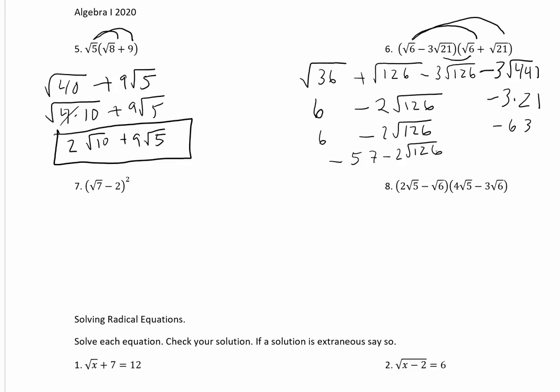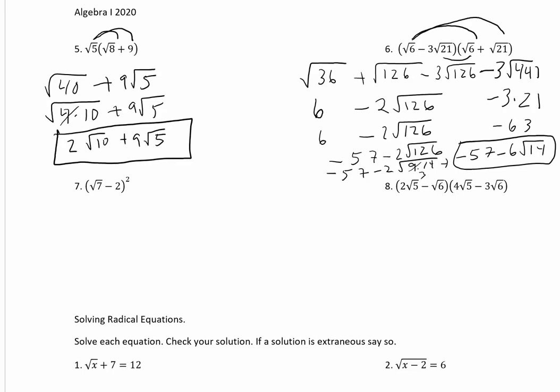And we're almost done. We need to see if 126 has any perfect square factors. So take out your calculator and see if 126 has a perfect square factor. And it does. The perfect square factor is 9. So you want to think of this as negative 57, minus 2 rad 9 times 14, which is going to give us negative 57 minus, remember, this will come out of the radical and become a 3. So minus 6 rad 14. Okay, so this is our fully simplified answer.